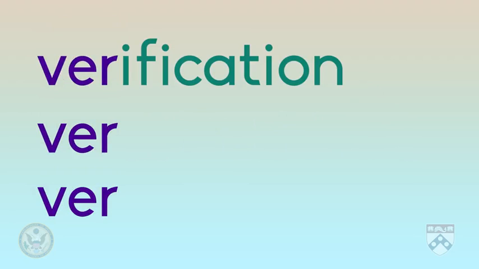Therefore, verification is the process of proving something is true. Verified is an adjective that describes something truthful. And finally, to verify is the verb form of the same root ver. It's the action verb of finding out if something's true.